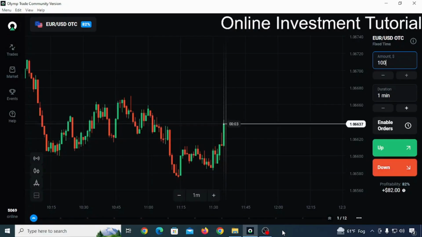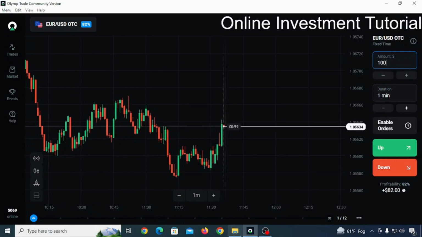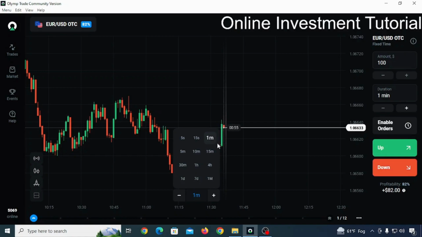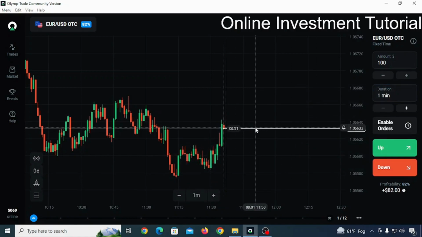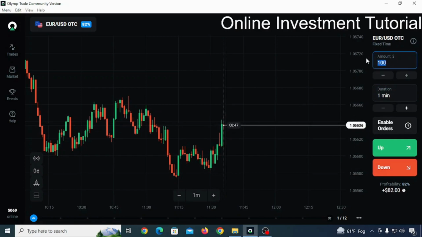Okay, so now let's talk about the strategy. Firstly, you select the Euro USD pair, real market, not OTC, okay, and then select the time frame of candles 1 minute, okay, and the duration of trading 1 minute. Select it, and then let's say your total investment amount is $100. Okay, now you need to split that $100 into two, like 50-50.